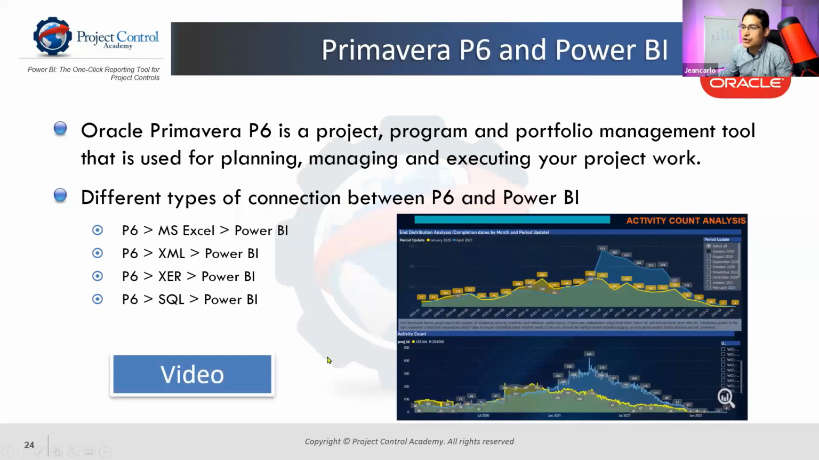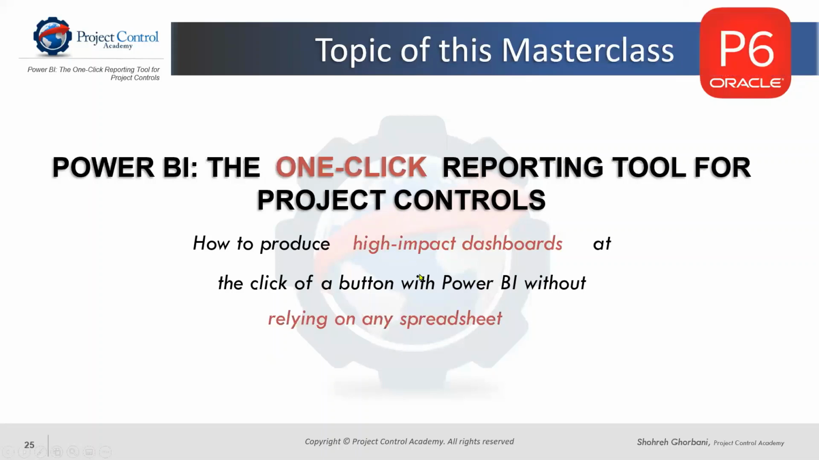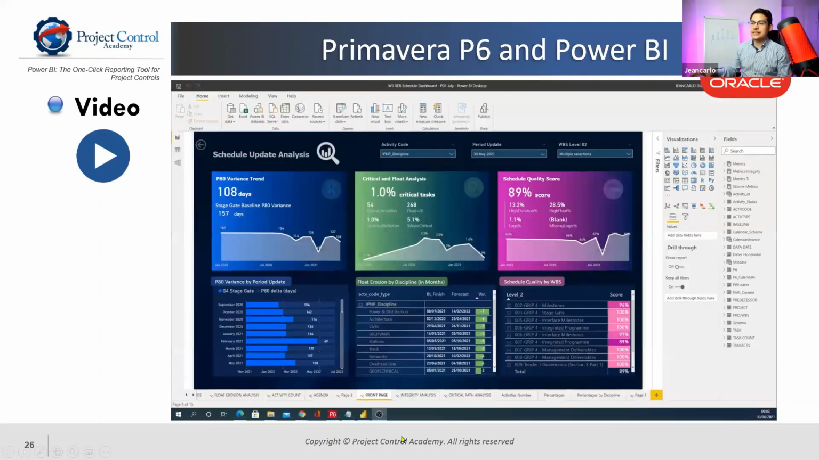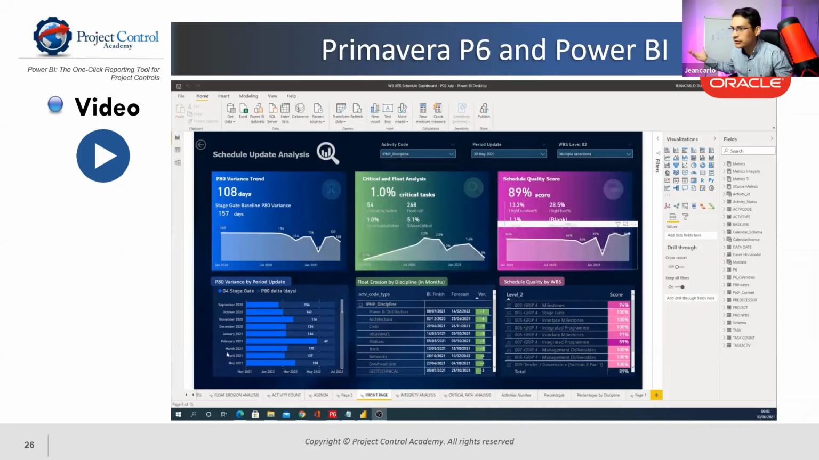So this is a quick example of how you can produce a report off the back of P6 using Power BI. And this is how I come down to the topic of this session: we want to have a one-click reporting tool to produce a high impact dashboard without relying on any spreadsheet. This video is exactly showing you that. We are going to take this dashboard, already pre-built in Power BI, and update it without using any Excel at the click of one button, right? How can we do that?